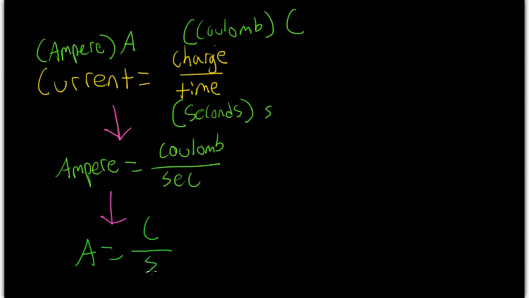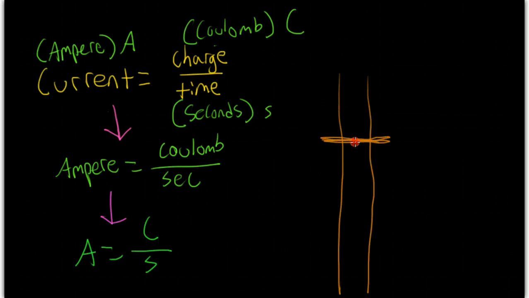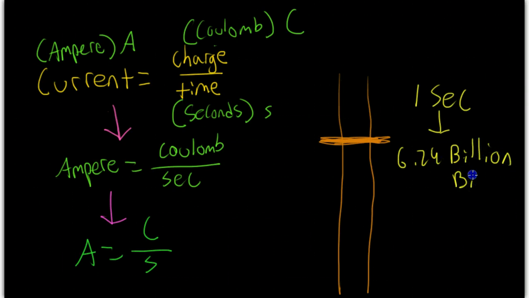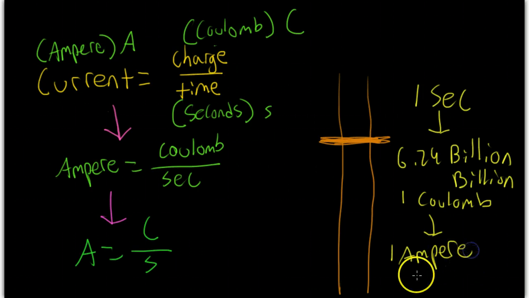And pretty much that goes back to that cross-section question that I was talking about earlier. If you have this cross-section of a wire, if I take a cross-section right here, and I look inside this wire for 1 second, and I see 6.24 billion electrons, which would be easy because they're so darn small, I've seen 1 coulomb, right? And therefore, I have seen 1 ampere of current. Very cool. Very cool.